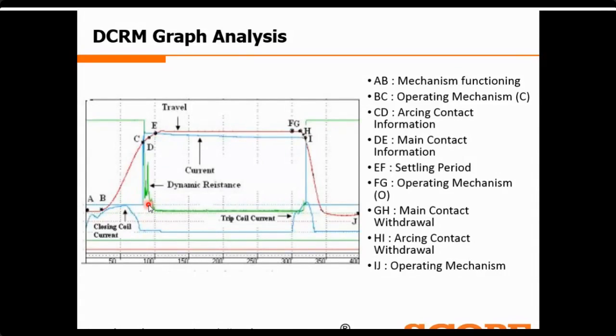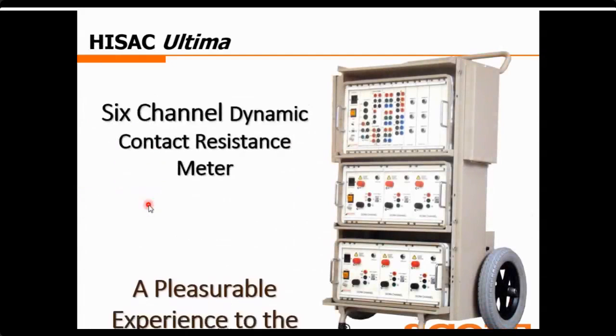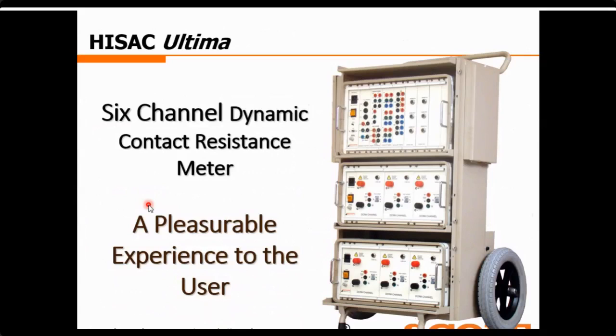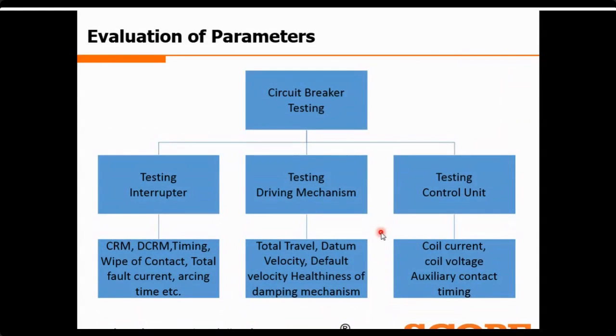Yeah, Aritra, please continue. Yeah, exactly, sir. Thank you for the assistance. And now we will directly go to the product, that is the Hijack Ultima. So here you can see that it has a trolley mounted setup for easy portability. Now this unit, Hijack Ultima, can evaluate all the parameters for testing an interrupter.